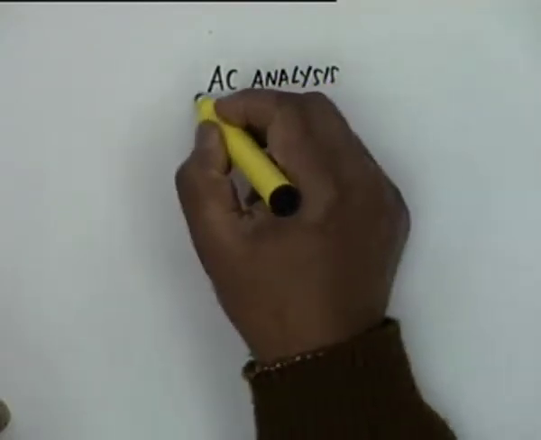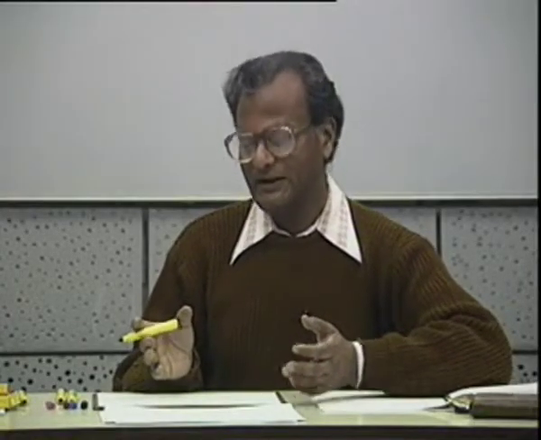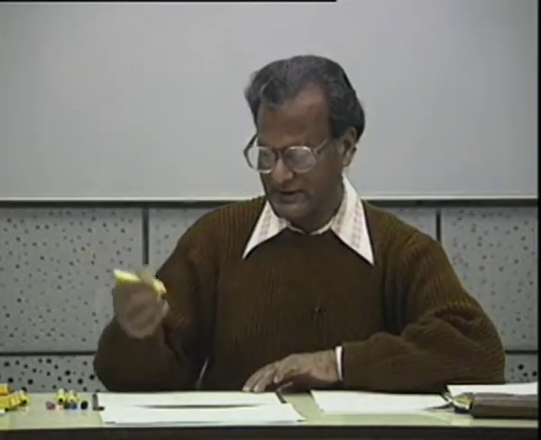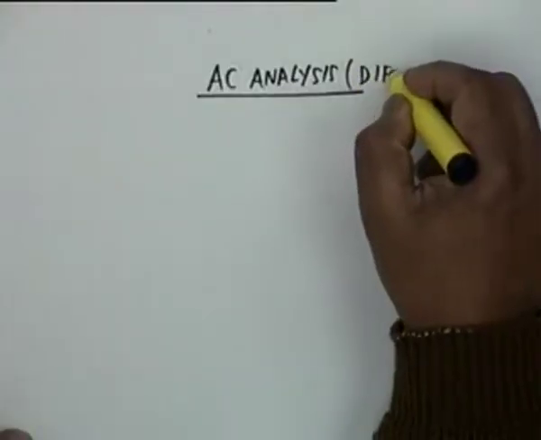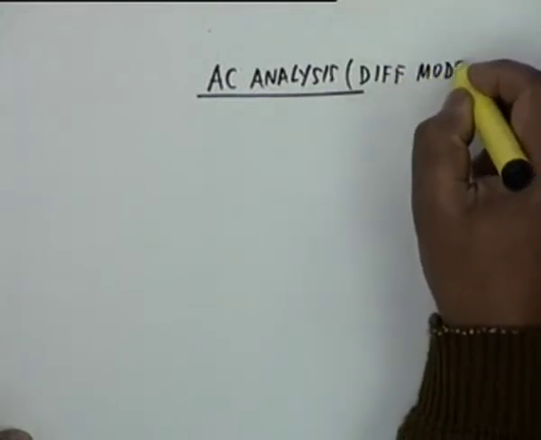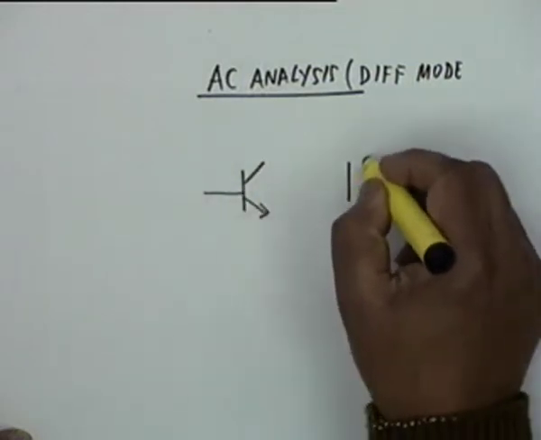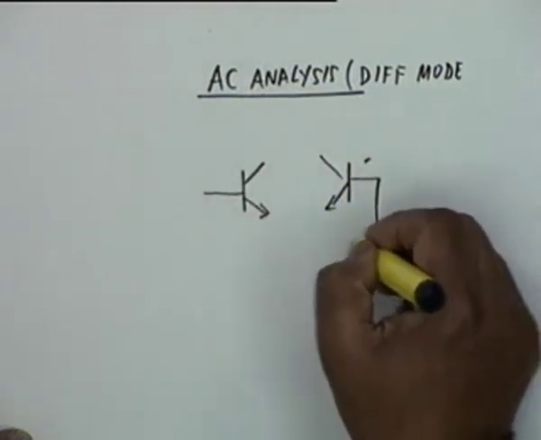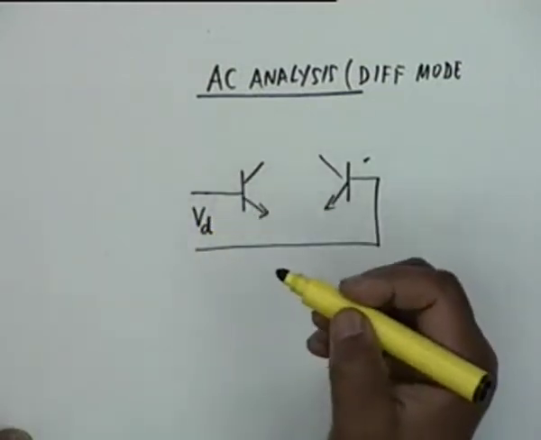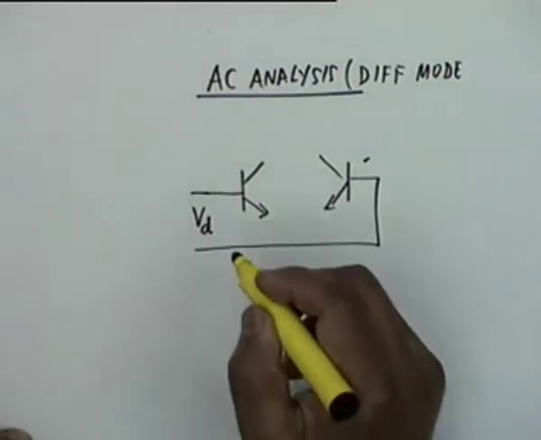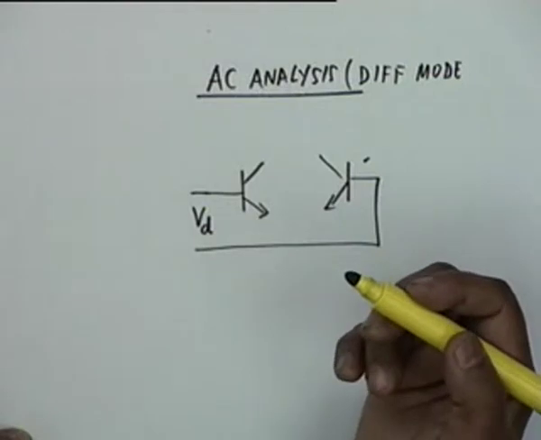Let us see. DC analysis has given us gain, has given us the range of operation. Let us see what AC analysis gives. Now in AC analysis, we first make analysis for differential mode. For a differential mode, what you will apply is a differential voltage V sub D. This is the AC quantity now, capital V subscript small d, and we are taking the RMS values.